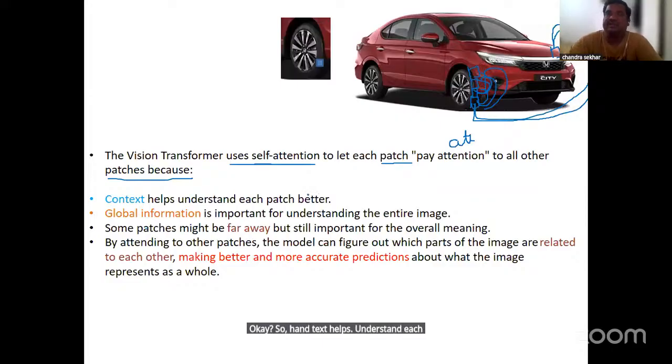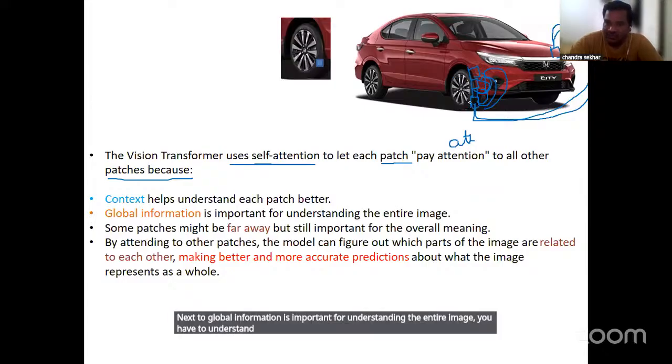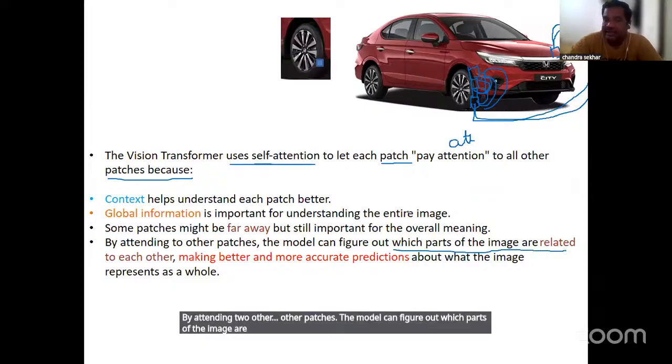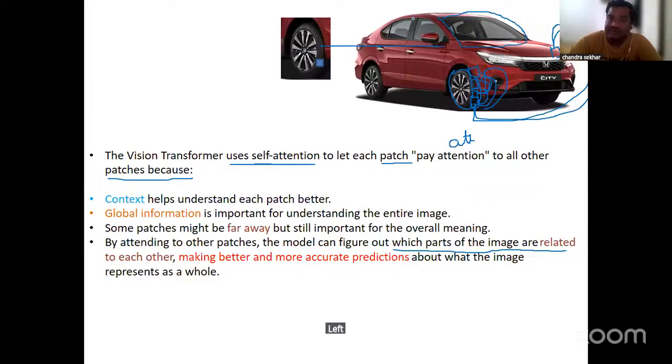So context helps understand each patch better. Next, global information is important for understanding the entire image. In text, the role of each word also you need to understand. Some patches may be far away, but still important for the overall meaning of the car. By attending to the other patches, the model can figure out which parts of the image are related. So it will come to know that these are the related patches. Tire, so these are related to the car. All these patches are related to the mirror, left, right. Everything it will try to understand.